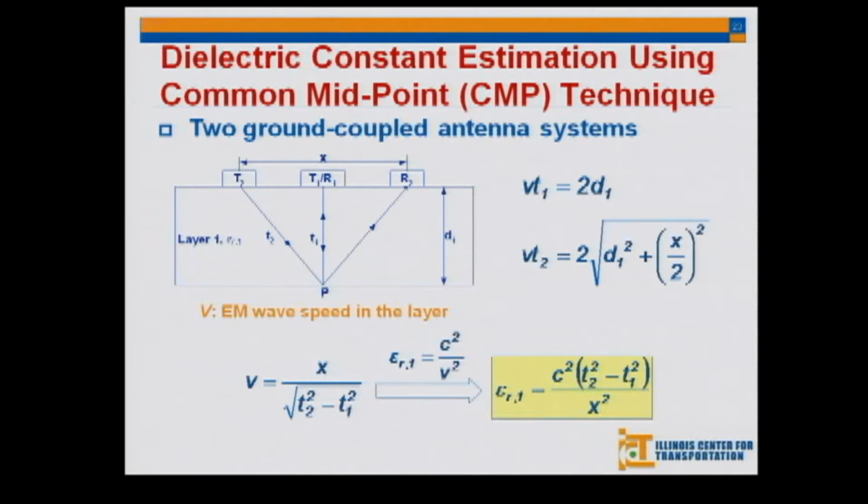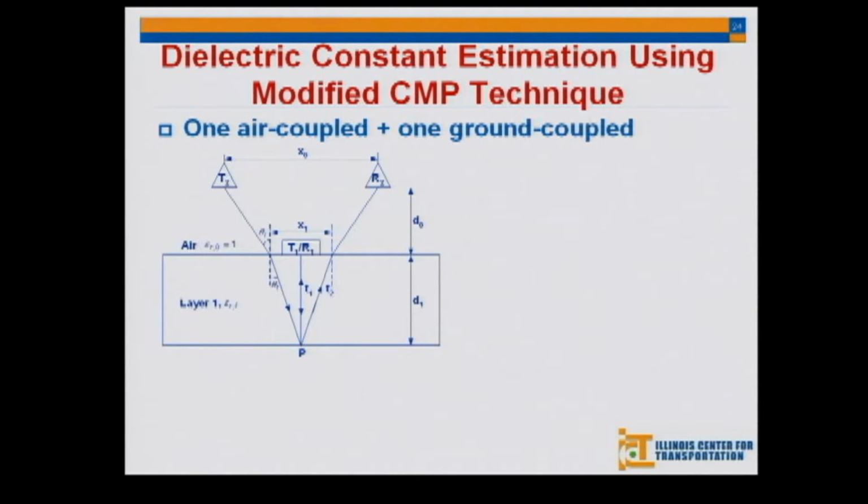The problem is, in real life, we don't have this antenna. So I have this, but this is going to make it very, very difficult to do in real life. So we went ahead and advanced this a little better. We came up with what we call the modified CMP technique, where we use an antenna like the one you have, and one which is ground contact, and that's maybe what you have. Do you have a ground contact and air contact?